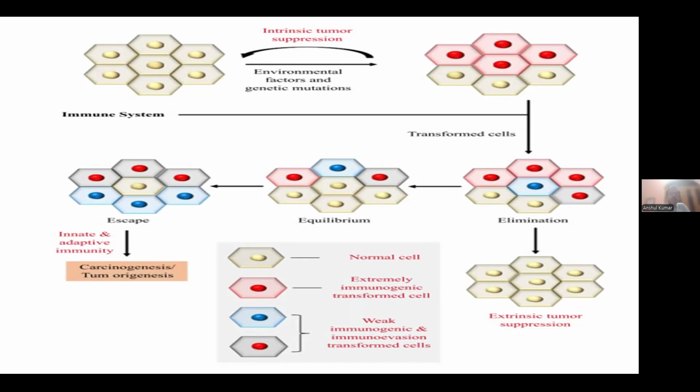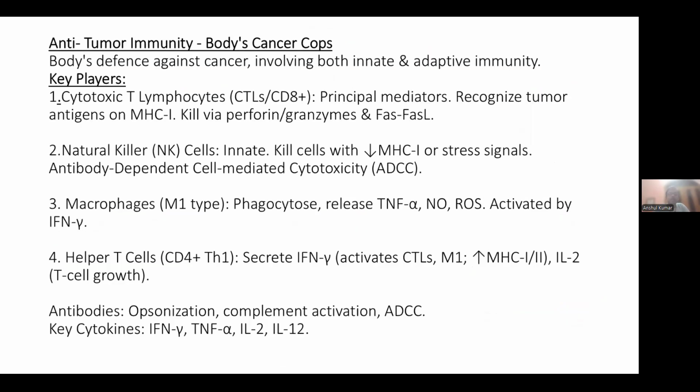And after that, suddenly, if the immune system stops or ceases to react against them, they escape this entire immune response, both innate and adaptive immunity, and hence carcinogenesis or oncogenesis progresses. So through this diagram you can easily understand how the process of immunoediting takes place. Now next, we can say how anti-tumor immunity acts.